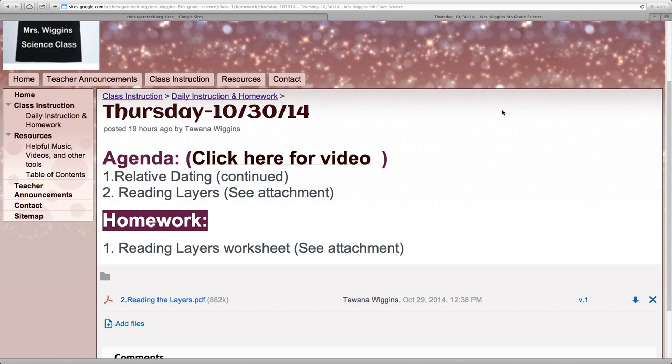So today we're going to be looking at relative dating, which is what we already talked about. We're going to be going over that, make sure you understand it. Then we're going to be looking at reading the layers. Your homework is the reading the layers worksheet, which is what you will have as homework today. We were going to be able to start that and look at that.